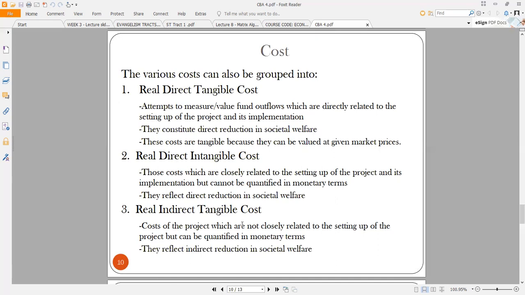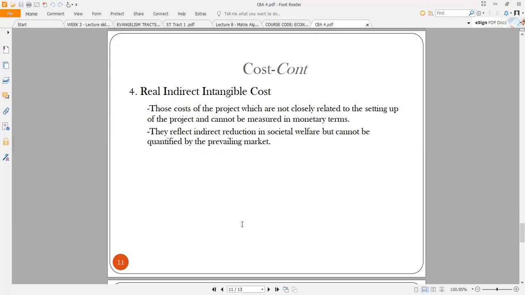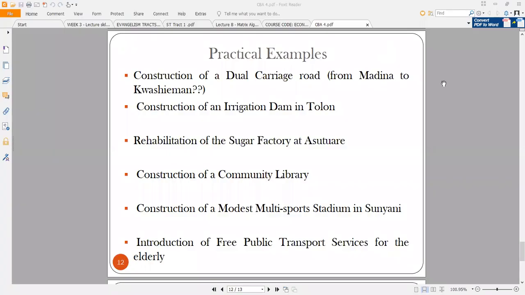And then we have indirect tangible. The indirect tangible cost is not directly associated with the project, but it can be valued at the market price. And then indirect intangible. For indirect intangible, the cost is not directly related to the project, and it cannot be valued at market prices.